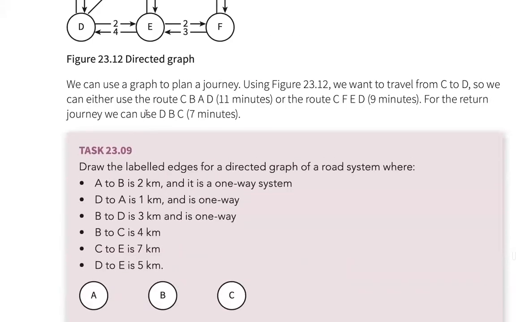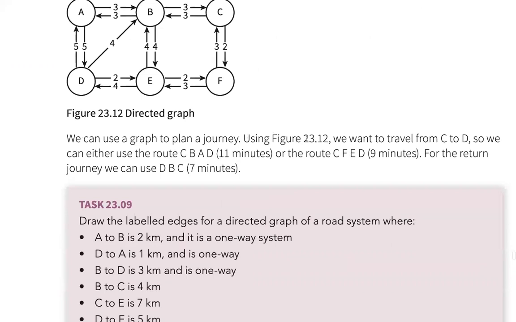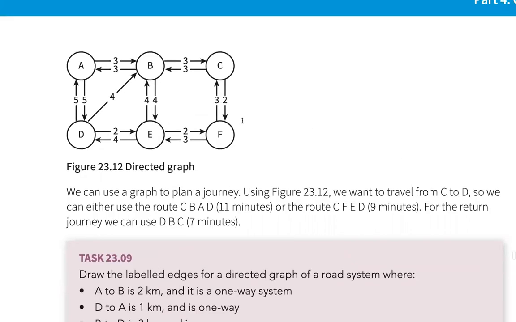Now, let's consider these examples. Using this figure, if we want to travel from C to D, we can use the option C to B to A and D, which will cost me around 3, then another 3, then 5. So that's a total of 11 minutes, if this unit was minutes.